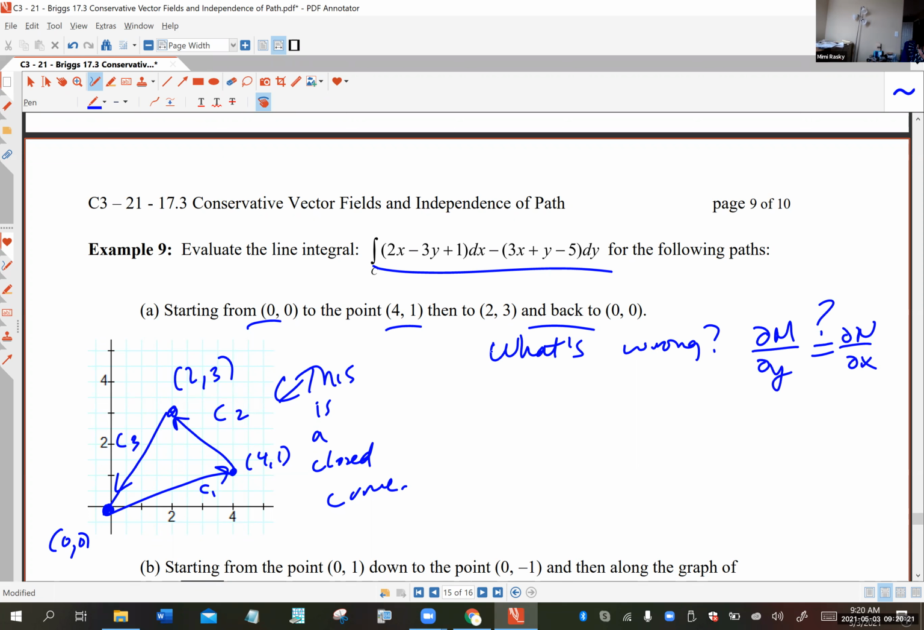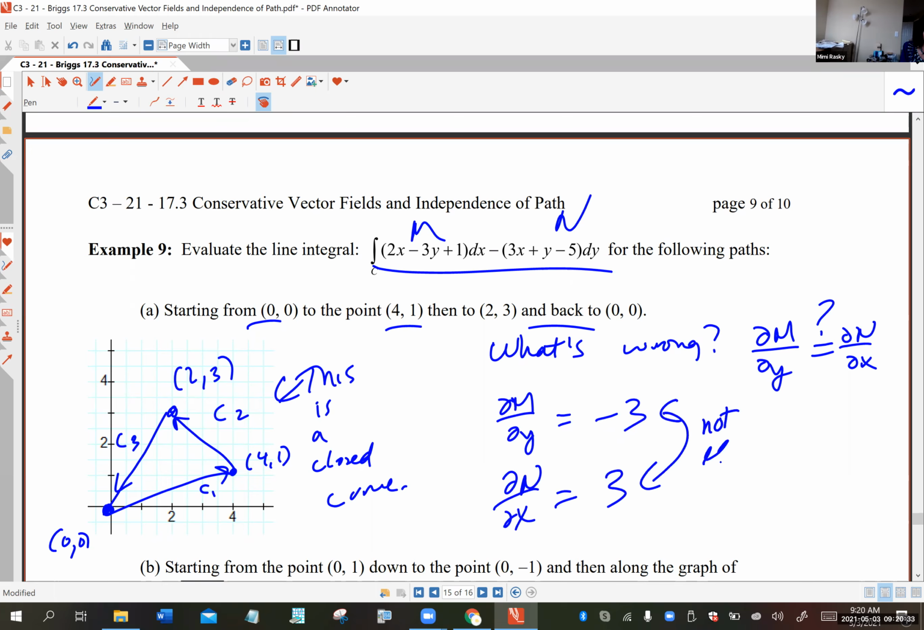So let's see, here's M and N. Okay, so dM/dy looks like it's equal to -3, and dN/dx looks like it's 3. So these are not equal, so not conservative. Does anybody see what I did wrong? This is a common student error.